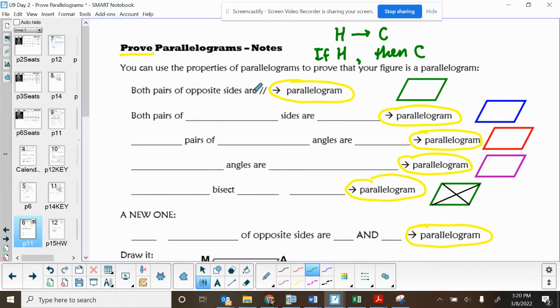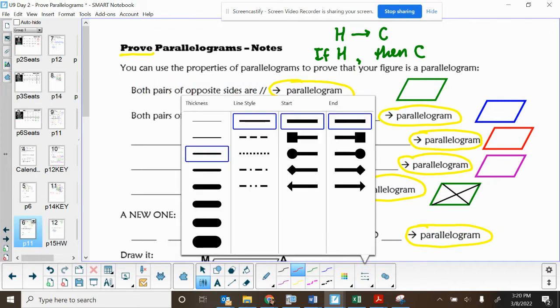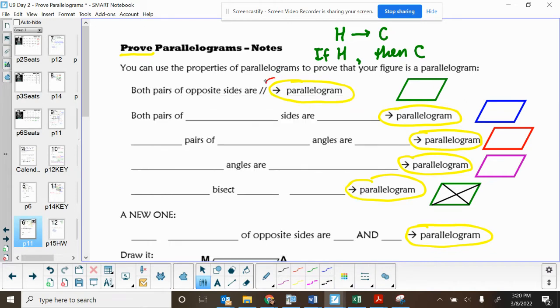If both pairs of opposite sides are parallel, so let's remember that this means parallel, then we have a parallelogram. So we already learned that when we have a parallelogram, we know both pairs of opposite sides have to be parallel. Now we're just saying, what if I have a figure where I know that the one pair of opposite sides is parallel and also the other pair of opposite sides is parallel? Well, then it must be a parallelogram.